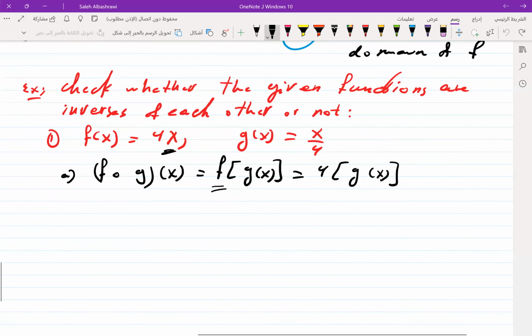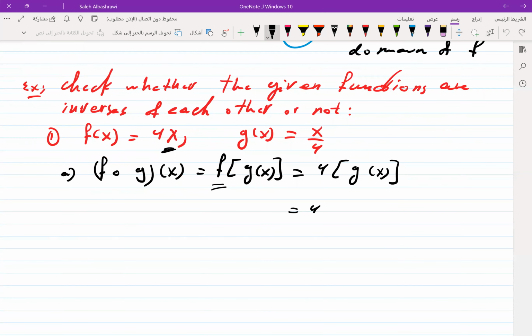This is equal to 4 multiplied by g of x, and g of x is equal to x over 4. So replace g of x by x over 4. Now 4 will cancel with 4, and I will have x. So the first condition is satisfied. I got x.